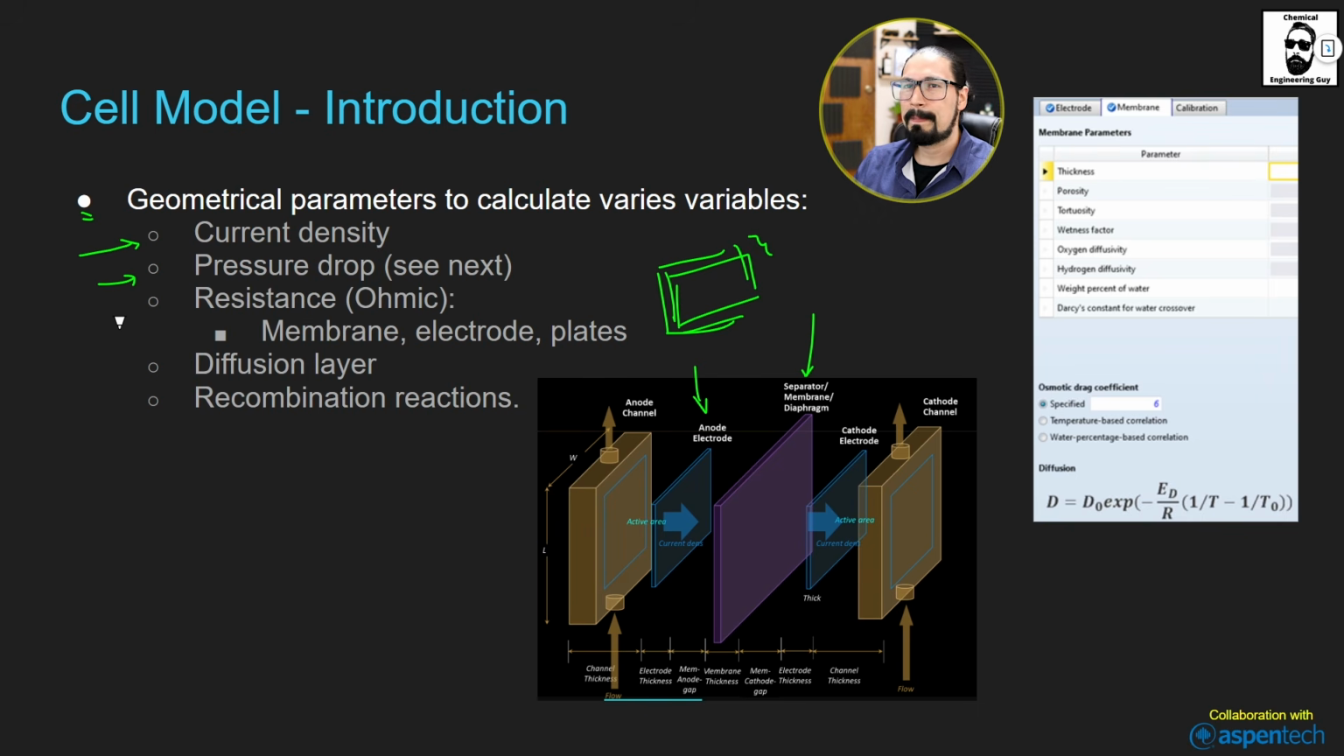Remember that the more barriers we add, we are going to encounter more pressure drop. That's just natural. Also, we're going to encounter loss of current or the ohmic resistance due to membrane, electrode, and plates. Also, we have some diffusion layer aspects to consider. We're going to see that in the mass transfer part, make no worries, and some recombination reactions.